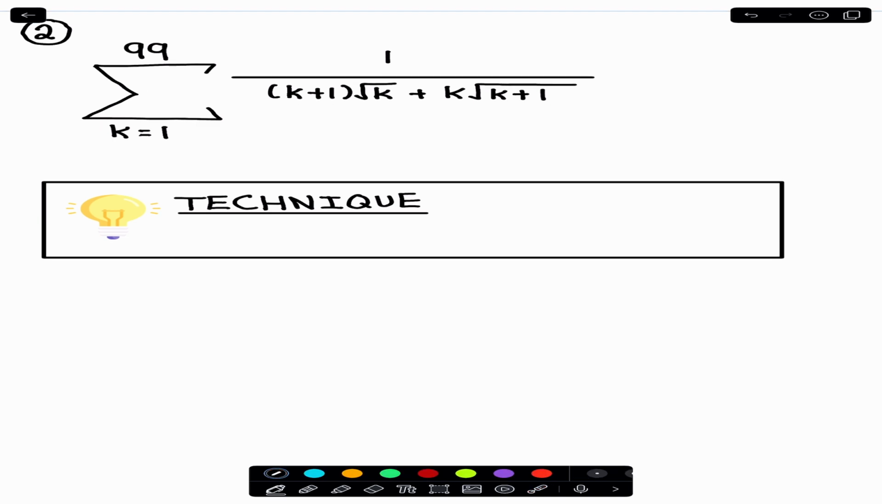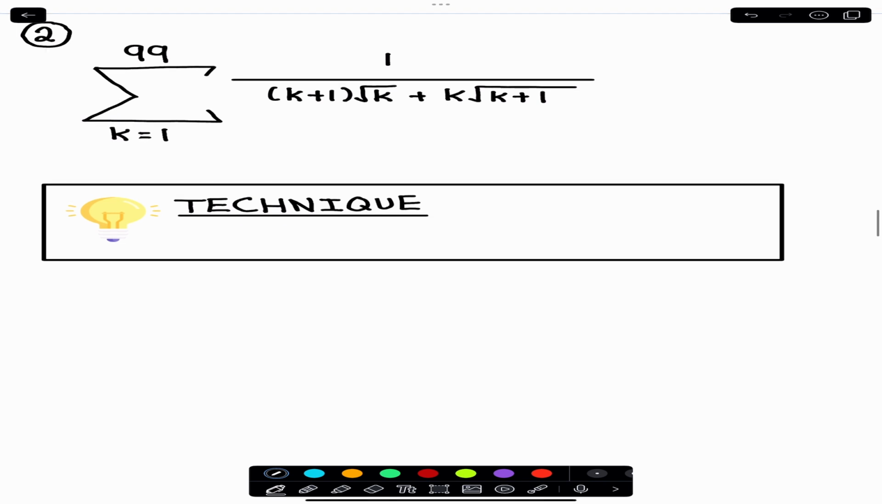Okay, so question 2 looks pretty scary, okay? Because we got another sigma from 1 to 99, but now this time we got some square roots in the denominator. You know, we got a square root of k over here, and then we got a square root of k plus 1, and then we're adding them, we're multiplying them by all of this. So what do we do?